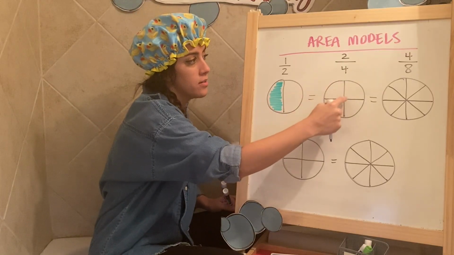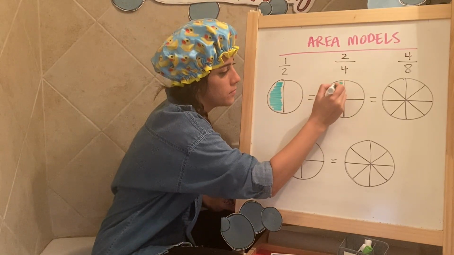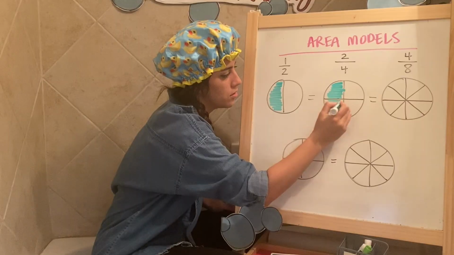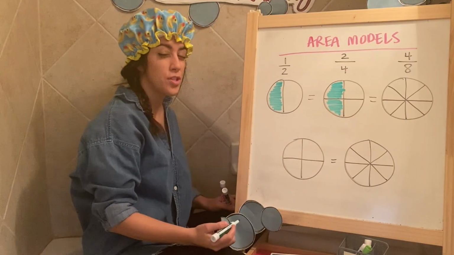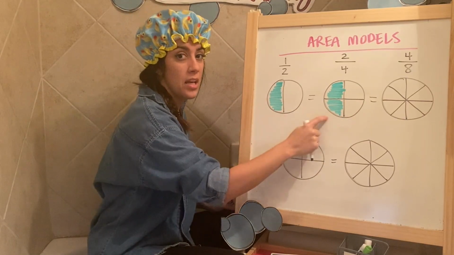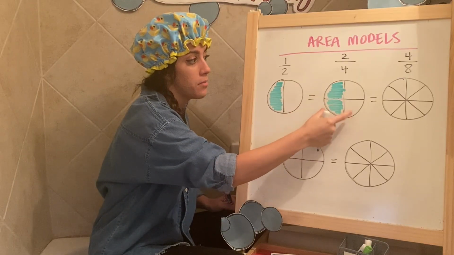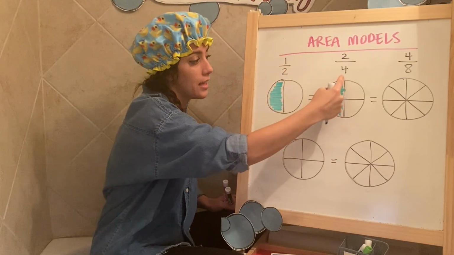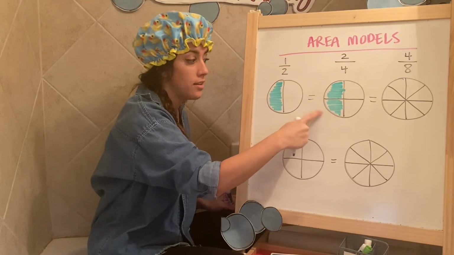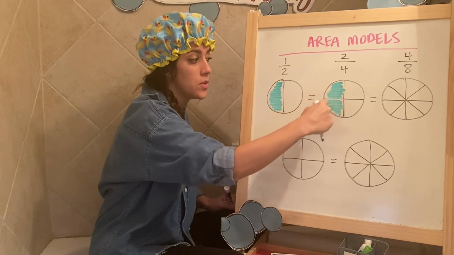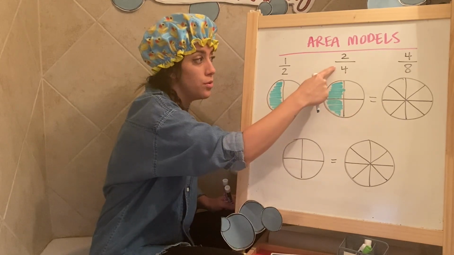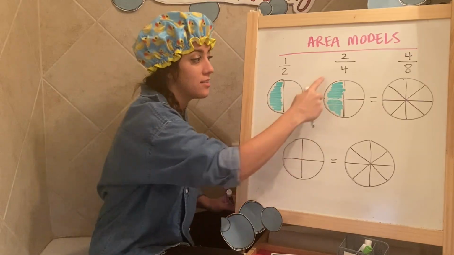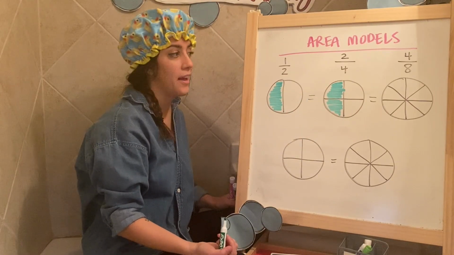There are 4 parts, but it's telling me to shade in 2 of them. So 1, 2. Do you see so far how this is the same? They're equivalent because on an area model, visually, if I quickly look at it, half of that circle is shaded. Half of this one is shaded, but this one was split into 4 parts. 2/4 equals 1/2 because it's still half of the circle, okay?